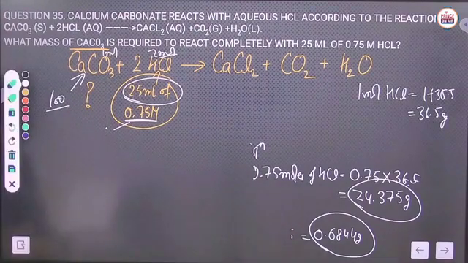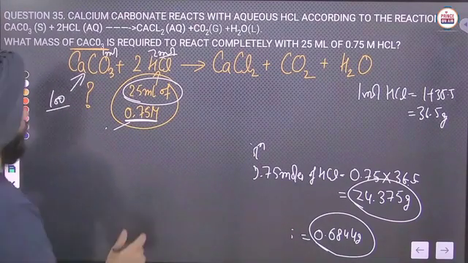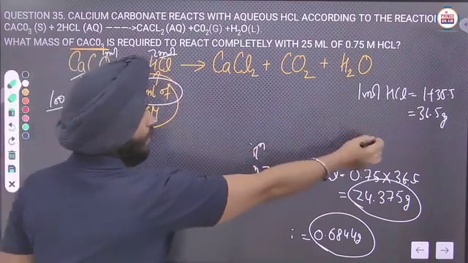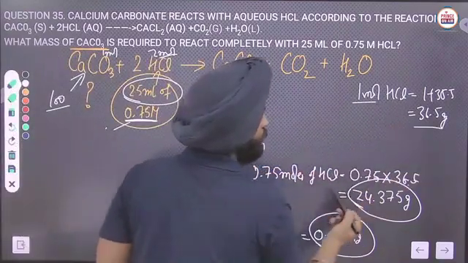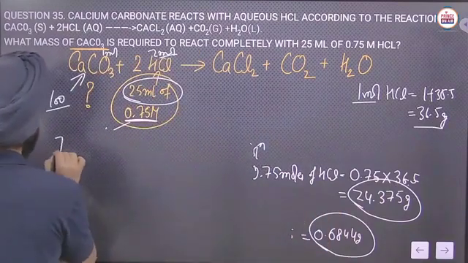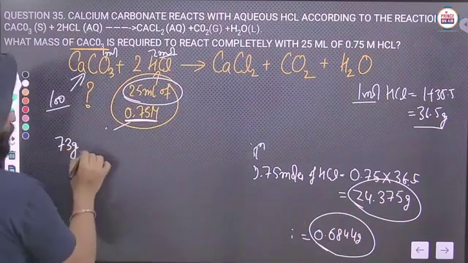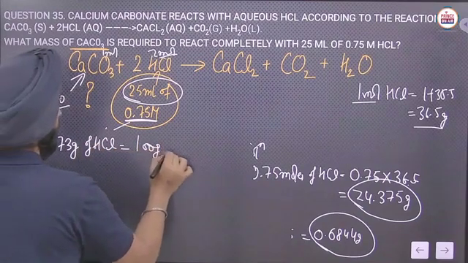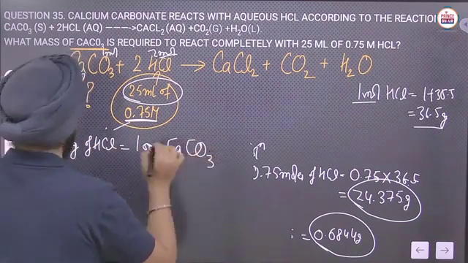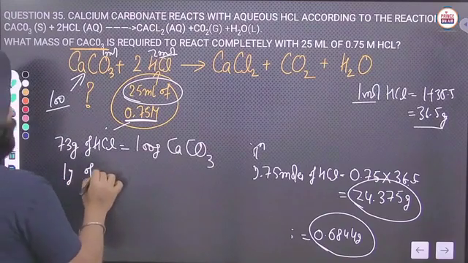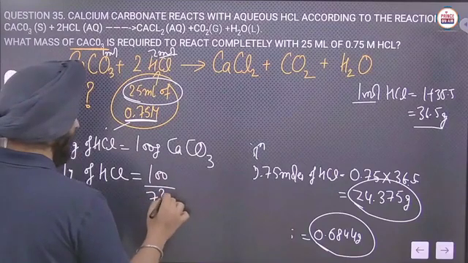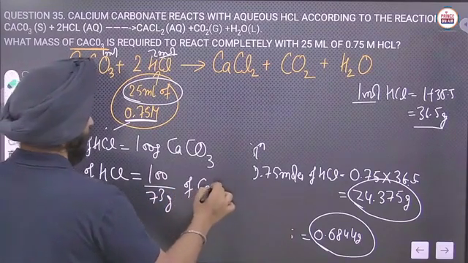In this case, 2 moles of HCl will come out to be 73 gram. So 73 gram of HCl will require 100 gram of CaCO3. Okay, 1 gram of HCl will require 100 upon 73 gram of CaCO3.